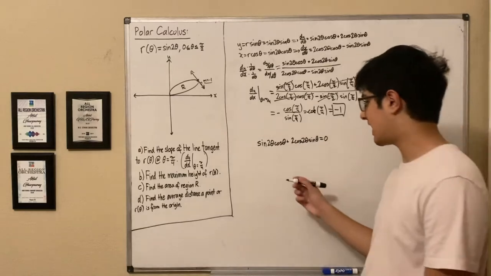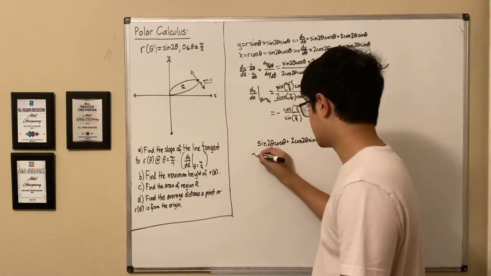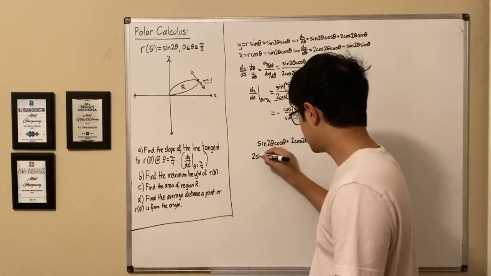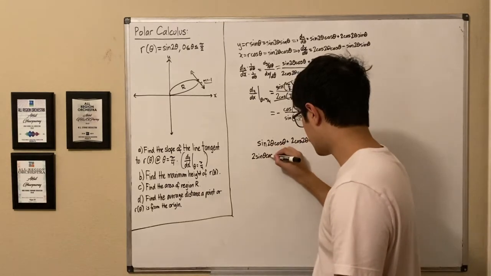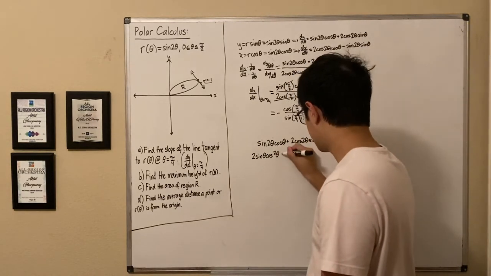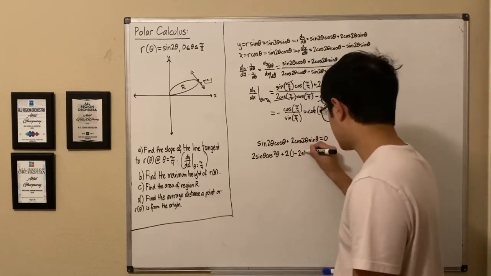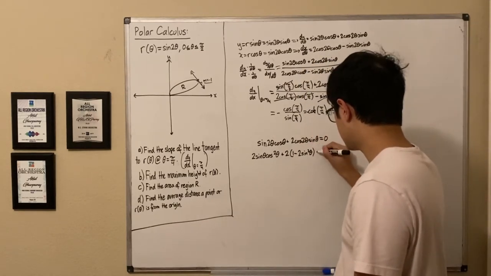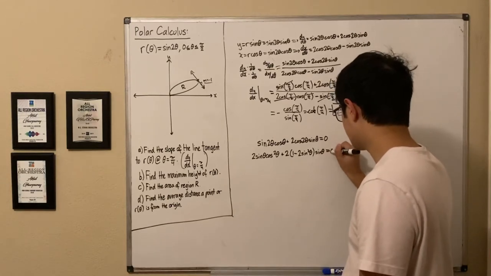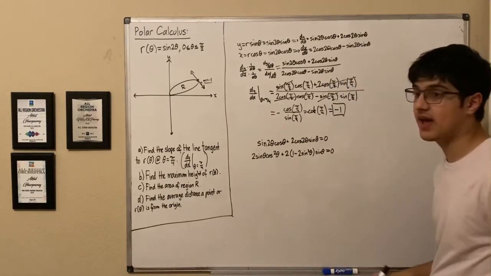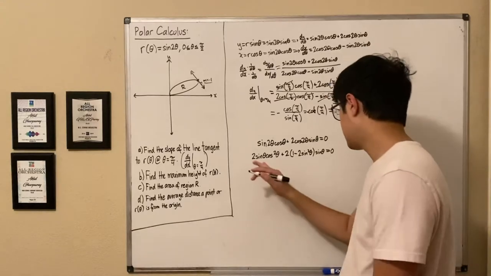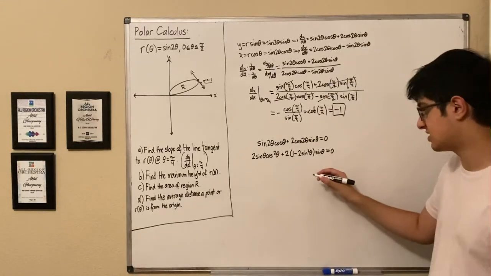So what can we do to actually simplify this? 2 sine theta cosine squared theta plus 2 times (1 minus 2 sine squared theta) sine theta is equal to 0. We can actually go ahead and work this out if you want, but that's not necessary.